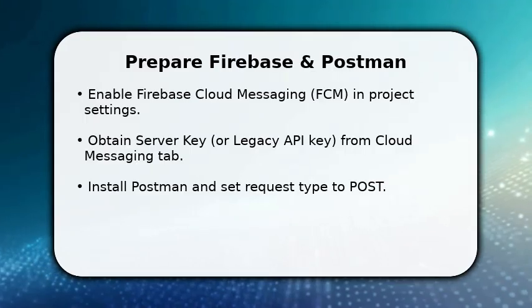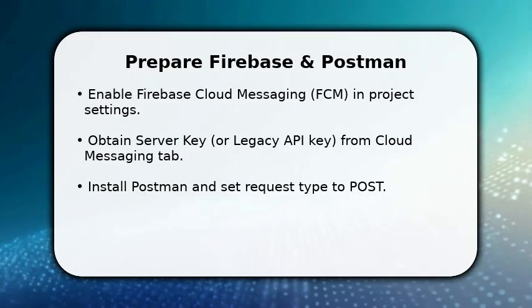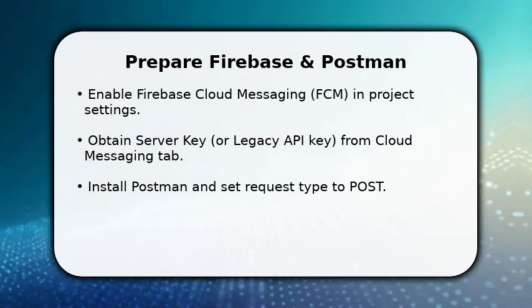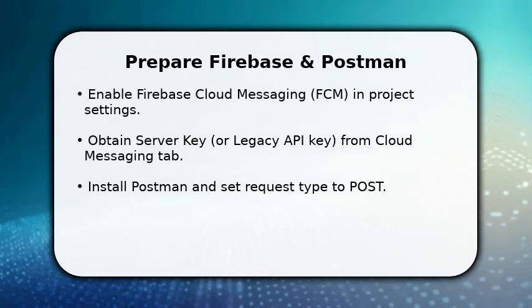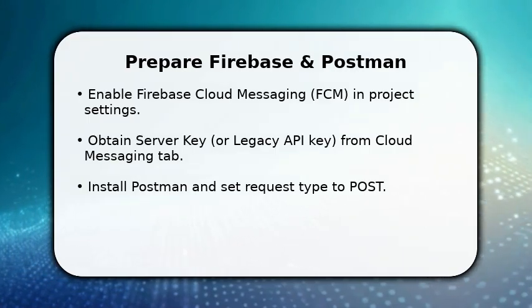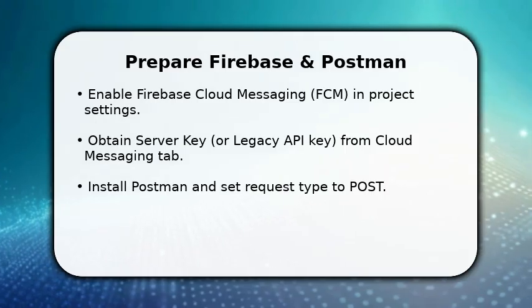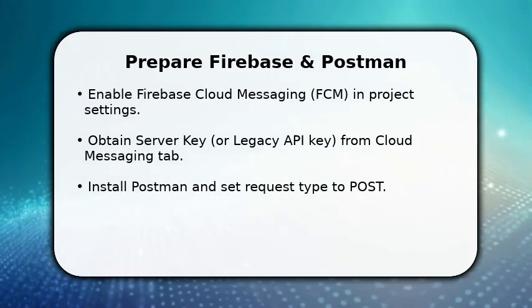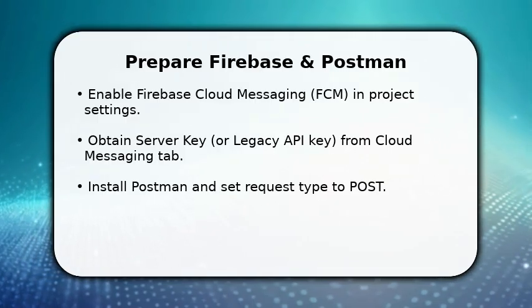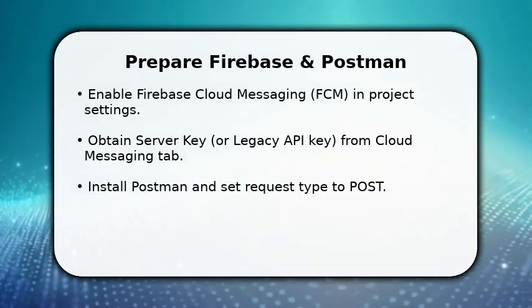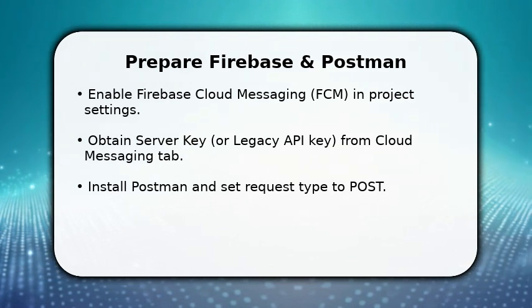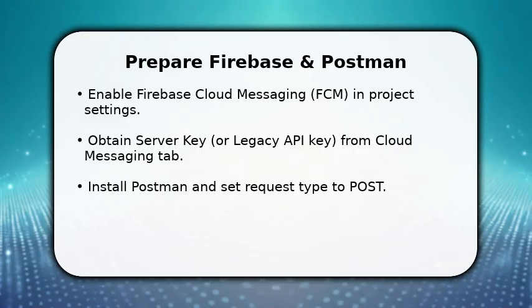You start by confirming FCM is active and you have the server key. This key authenticates Postman requests. Once done, open Postman and create a new POST request to https://fcm.googleapis.com/fcm/send or the v1 endpoint, depending on your key. Make sure to set the authorization header to Bearer or key, then your server key. Also add content type application/JSON so Firebase parses the body correctly. You're now ready to craft the payload and target tokens, groups, or topics.